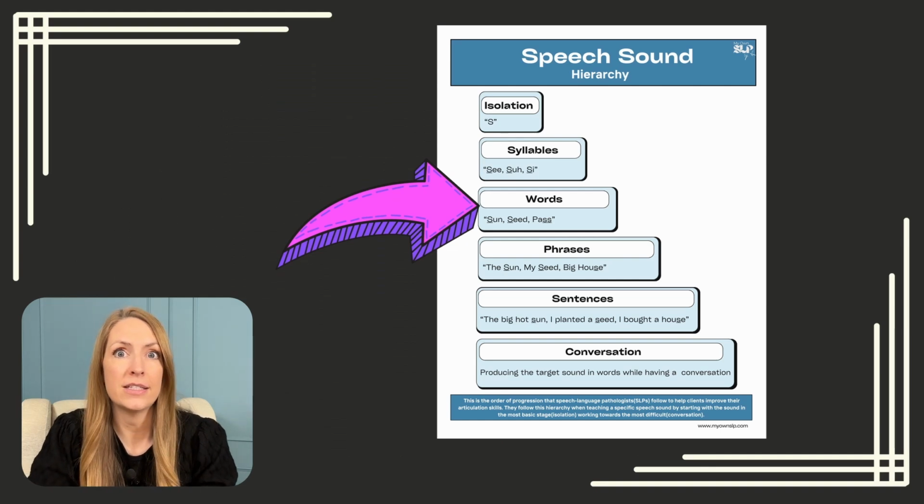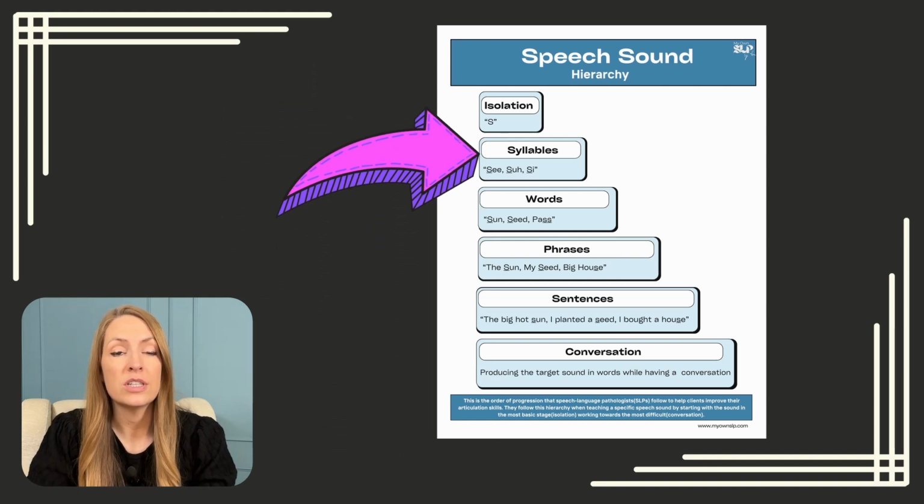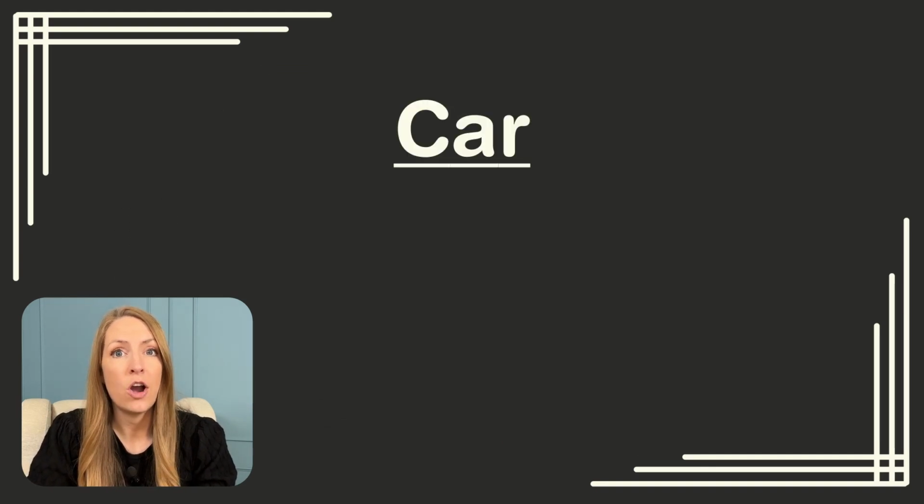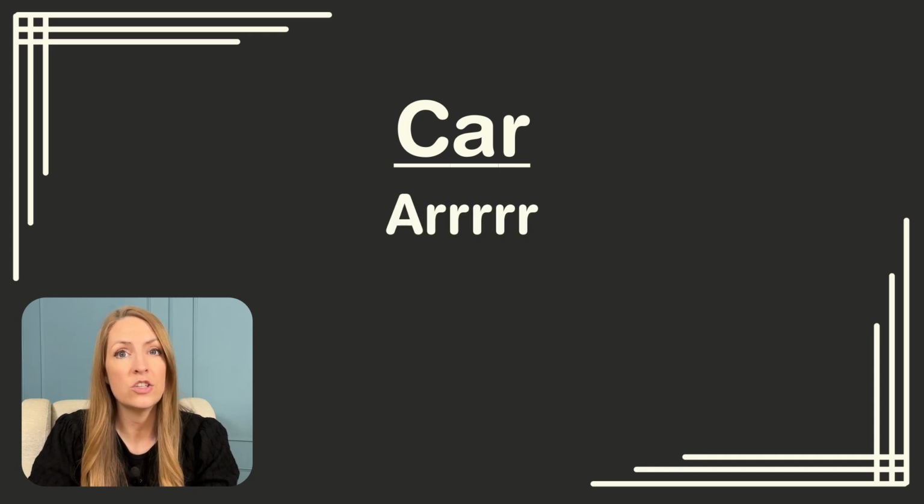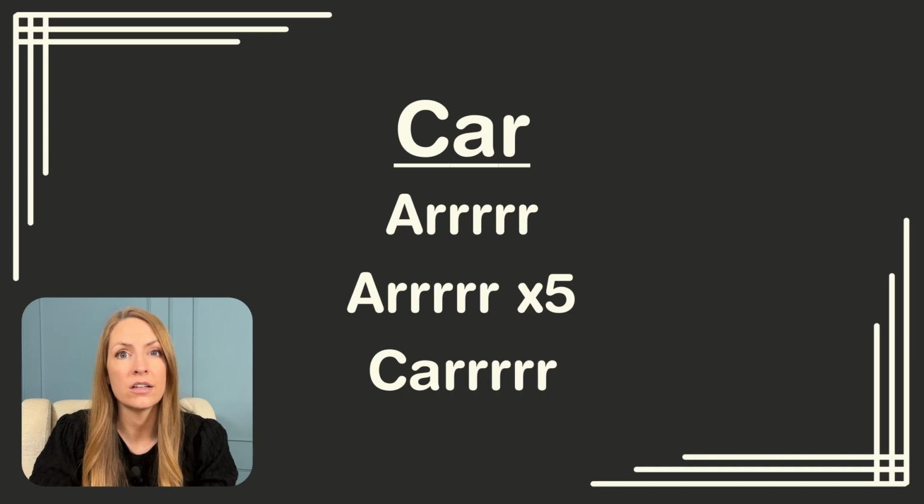Now, if at any point your child is having a rough time, a couple things that you can do is to just go back a step. So jump back to the syllable level. For the example of car, you would just have them practice R. See if they can do that. And then once they are able to do a few productions of R, then try and add back in that hard C sound. Car.